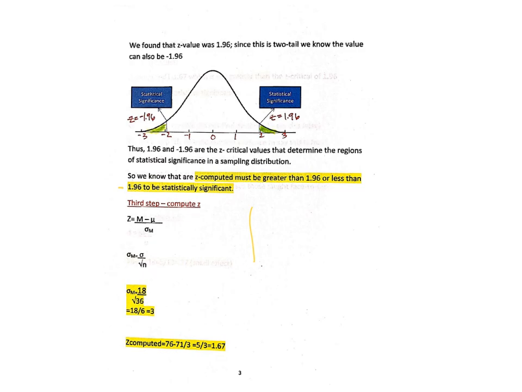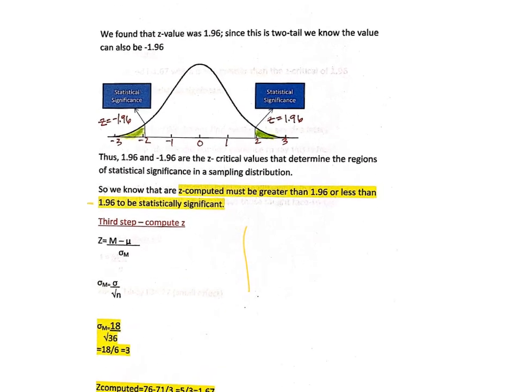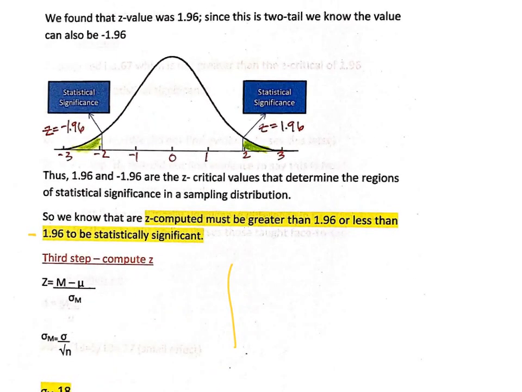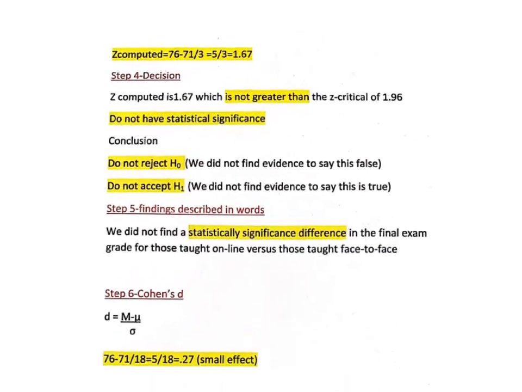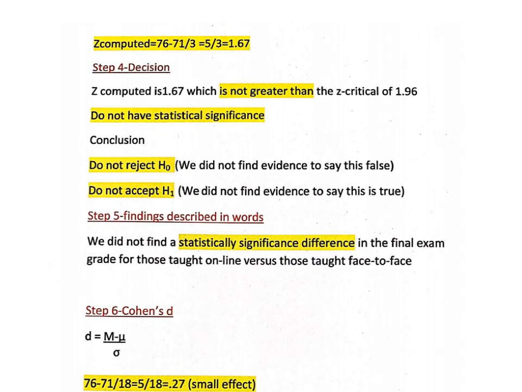So clearly, if we look back, we see that 1.67 is not going to fall in our rejection region, because for us to be able to reject, we would have to have a z that's greater than 1.96. And then finally, we have to make our decision. So our decision is that the z computed of 1.67 is not greater than the z critical of 1.96. Thus, we do not have statistical significance.